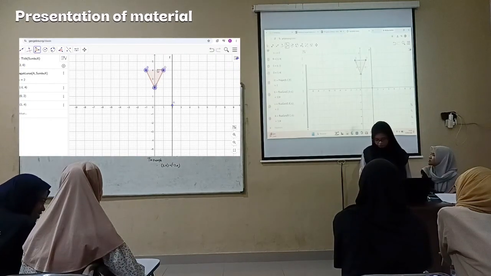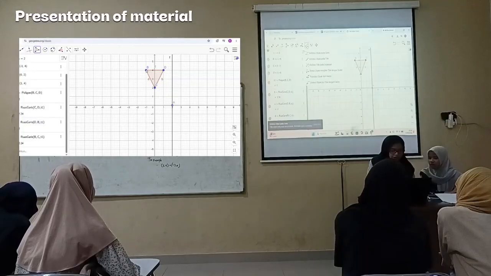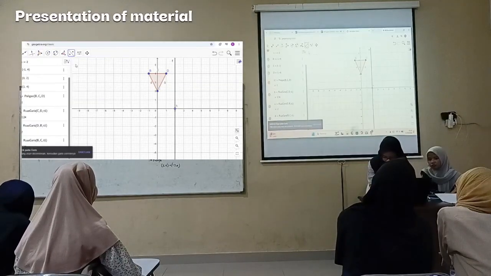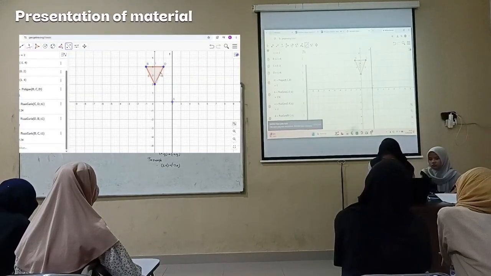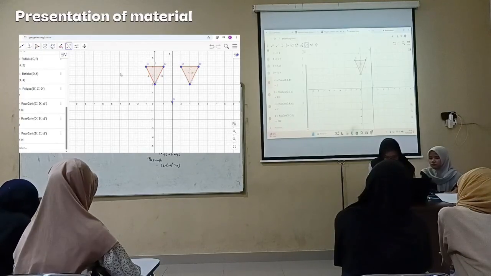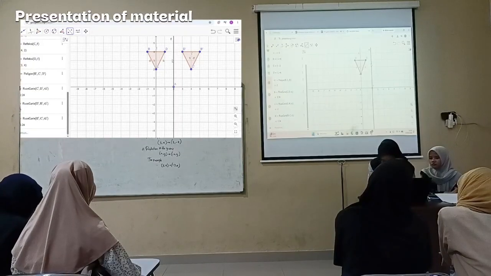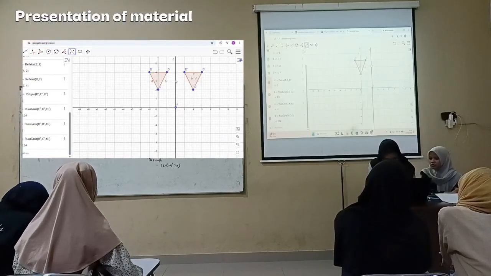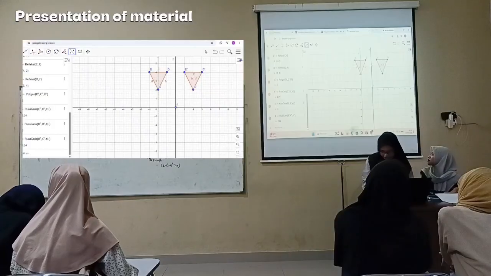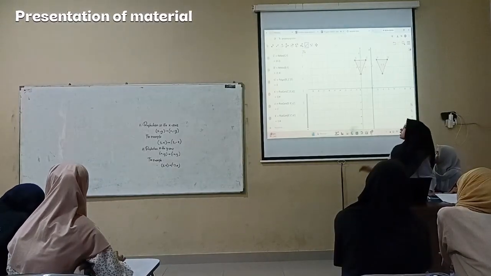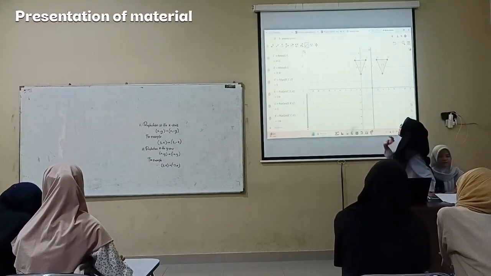After that, use the reflection menu and click the top option. Select the object you want to reflect, click on the object, and click the axis of reflection. And finally, this is the reflection of triangle ABC.